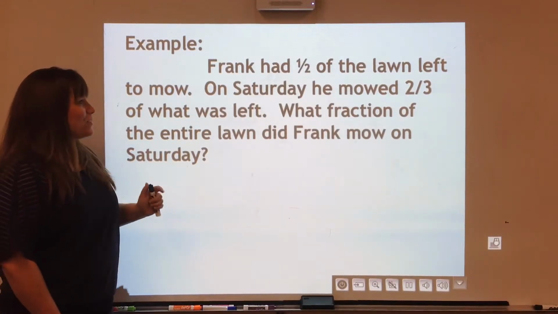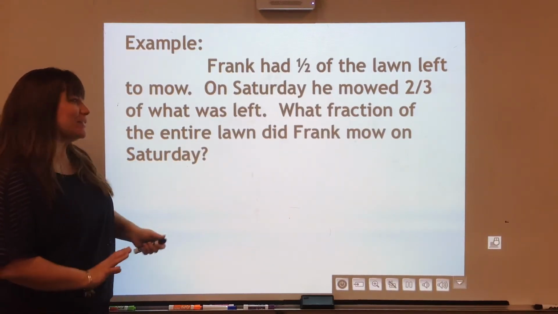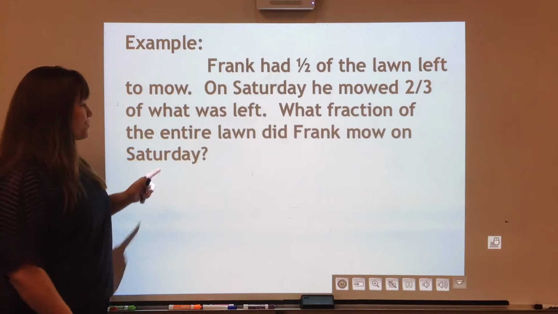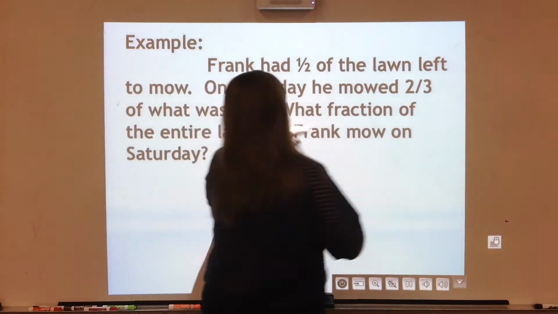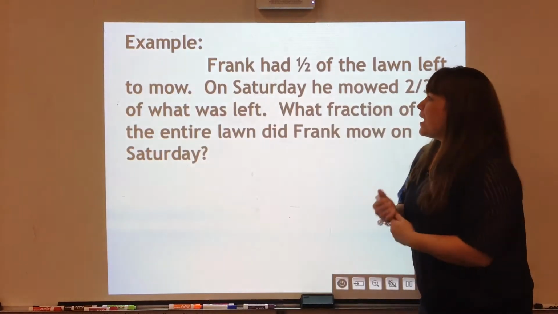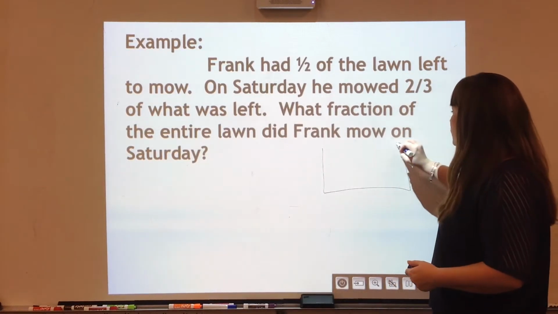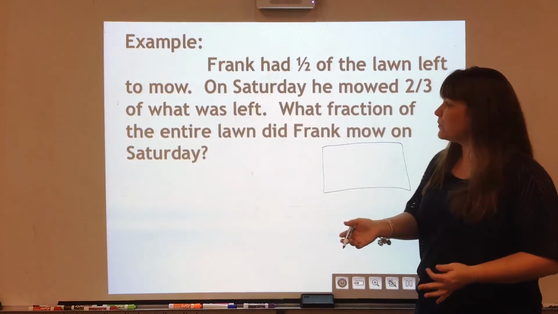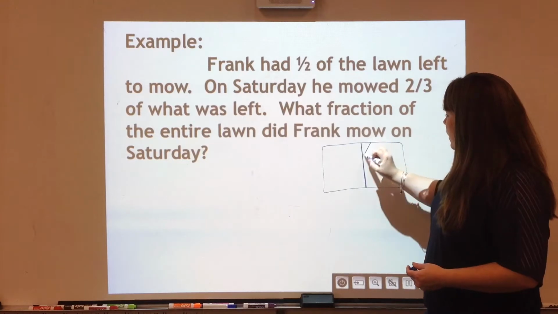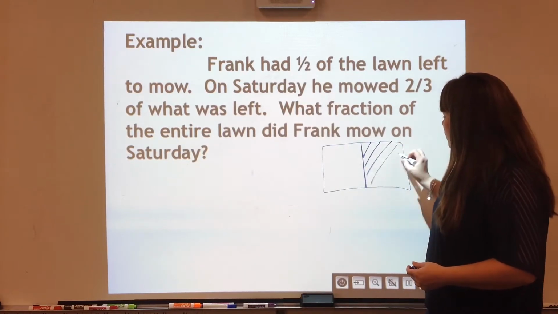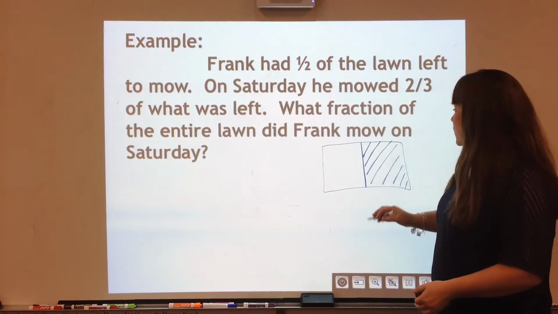example, talking about Frank and his lawn and mowing parts of it and how much is he going to mow on Saturday. So as I was trying to draw before I got cut off on that first video is the actual lawn. We're going to draw a picture of it, and have that a picture of half of it is already mowed.